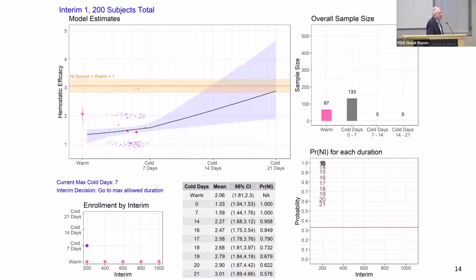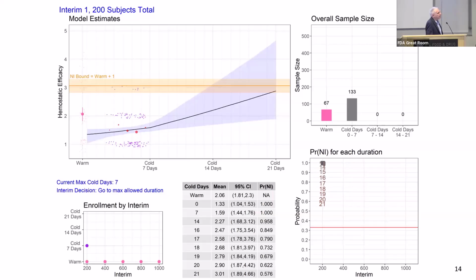And if you look at the right-hand column in the table in the middle bottom of the slide, you can see that for all of the durations, the model says that the posterior probability of non-inferiority is greater than 1/3. So the model would say that it would be acceptable to have your X candidate up to 21 days. But our rule for increasing the storage duration is that at no point can the number of days of storage increase by more than 5 days.